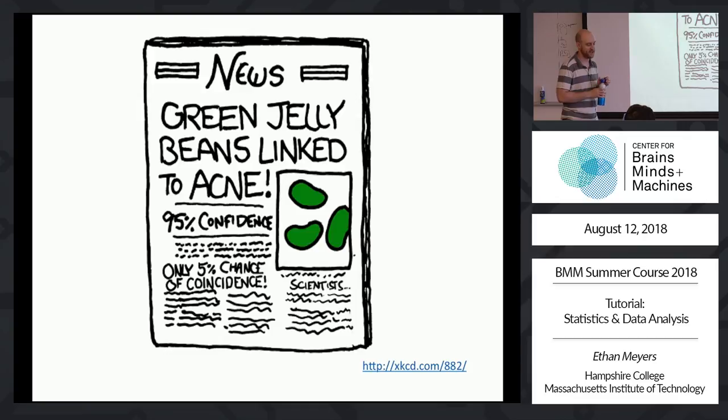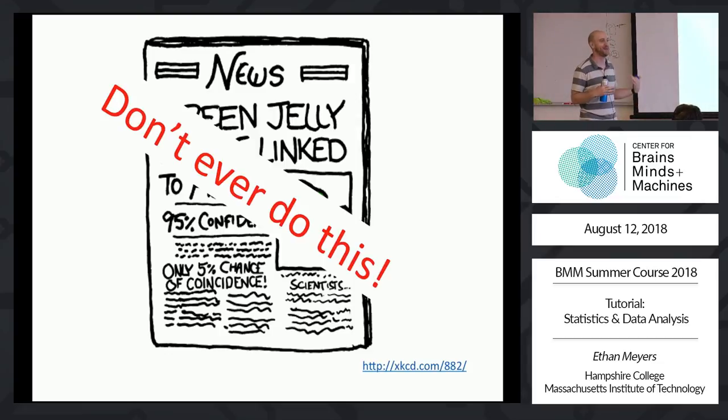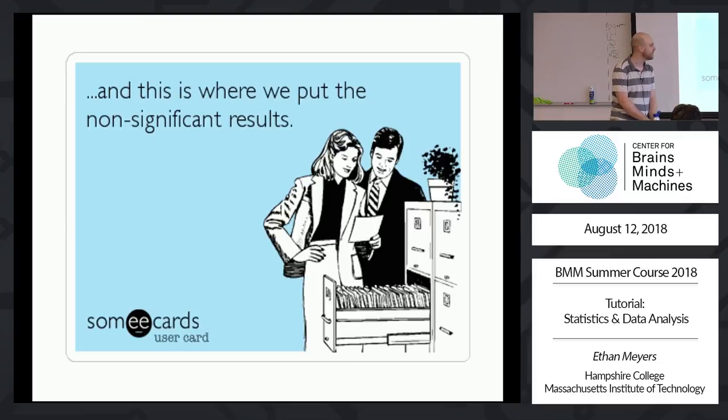So what I say is, don't ever do this, right? You might have to do many tests, but it's good to be honest about this. Don't fiddle with your data until you find something less than 0.05. Hopefully this is obvious to you all. It's basic ethics. You want to get at the truth, and you're not getting at the truth just by showing random results, right?